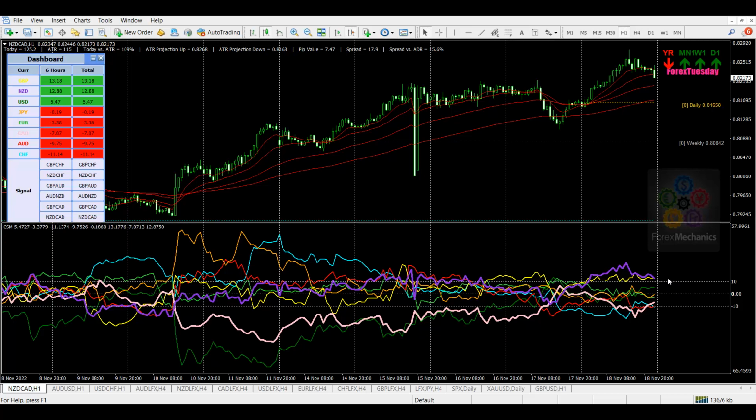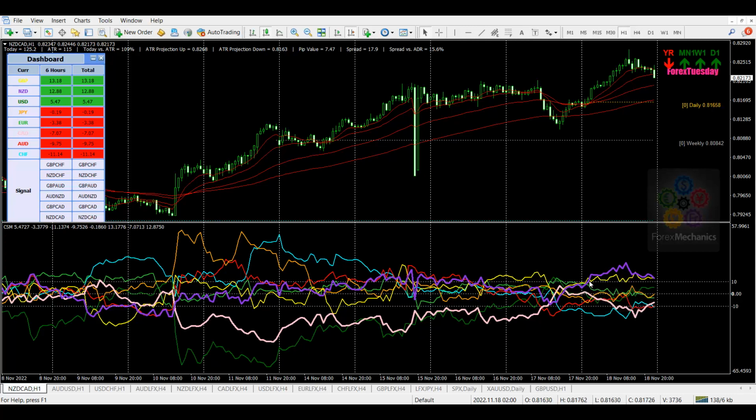When I see a currency rising above the 10, like you see here on Friday, we did have some potential opportunity on the New Zealand CAD and the New Zealand CHF. You can see the New Zealand is marked in purple right here. When this line crossed the plus 10 on Friday, that showed the New Zealand was strong, and at the same time the entire New Zealand basket of currencies was also strong.